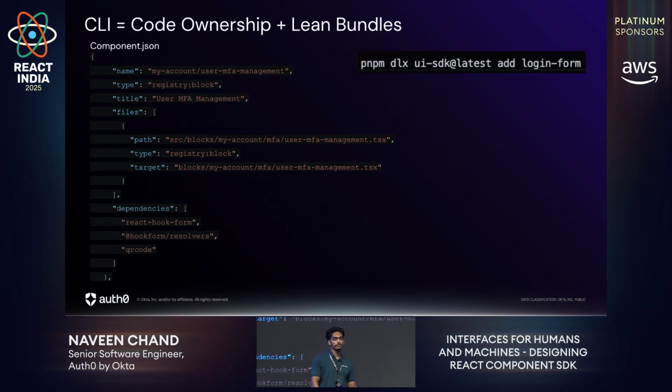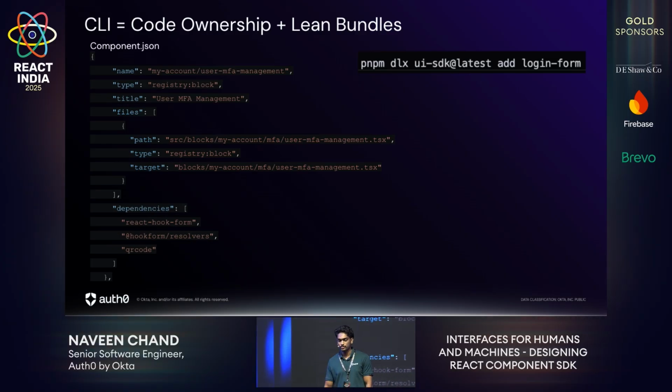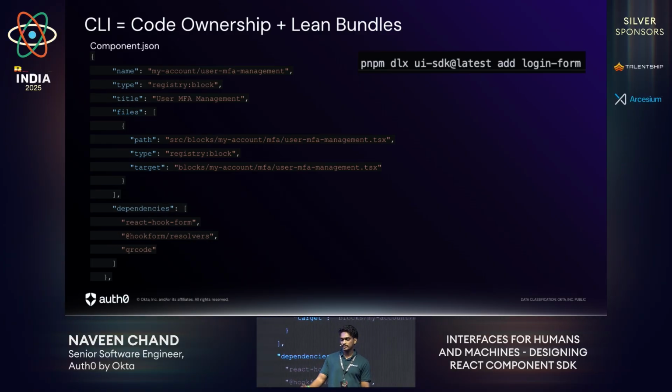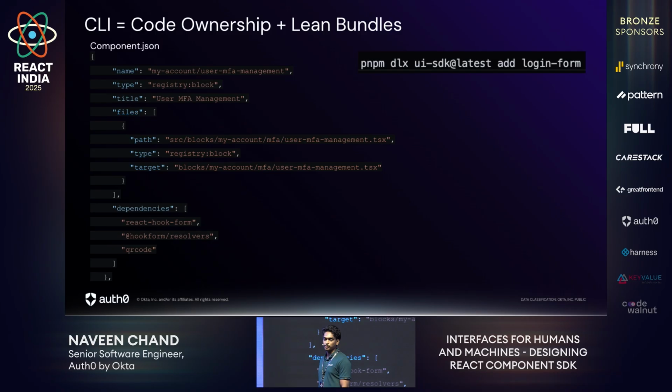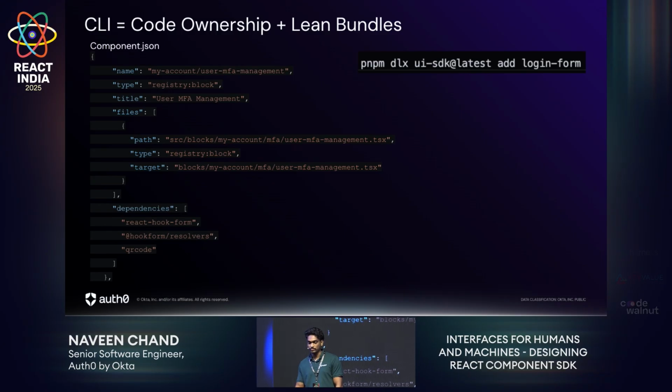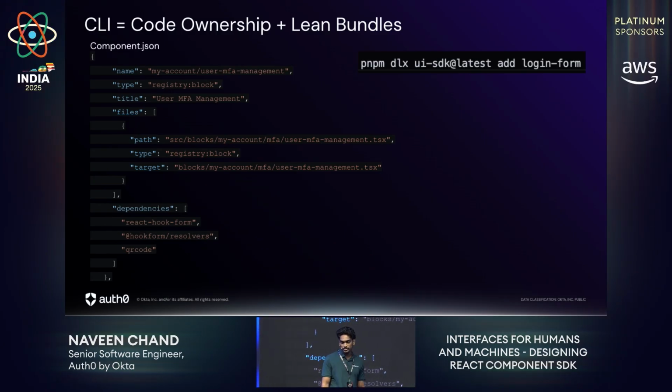Like I told, you don't have to use every component that is available in that library. So this CLI code ownership approach will just install what you need. Suppose you want to use an MFA component. We can build this CLI, which will just install the login form. You can pass in the path where you want to install, and there is a type, which is the type of component that you are using, and the target where you want to have it. And again, we can mention all those dependencies. What is the dependency of this component? This component just uses 3 dependencies.